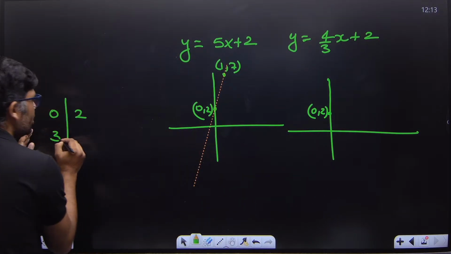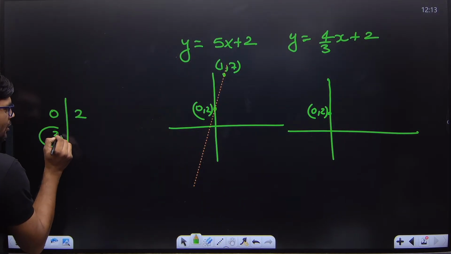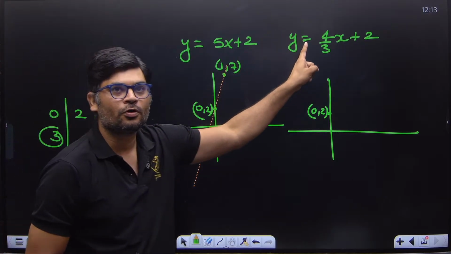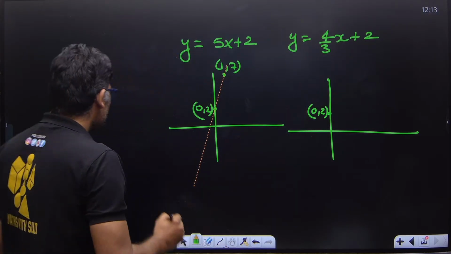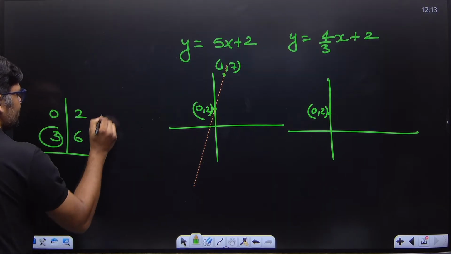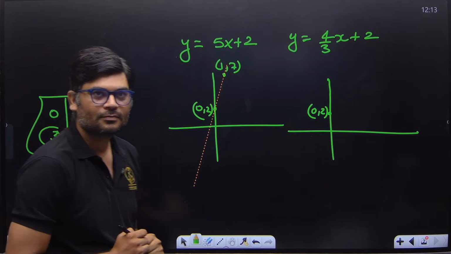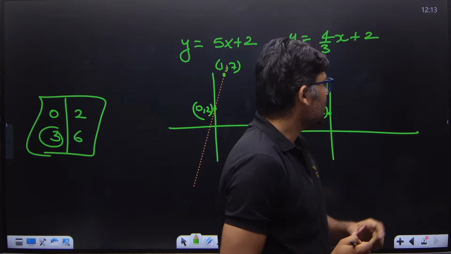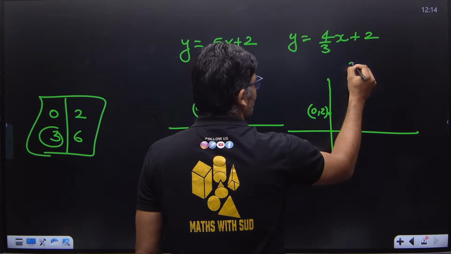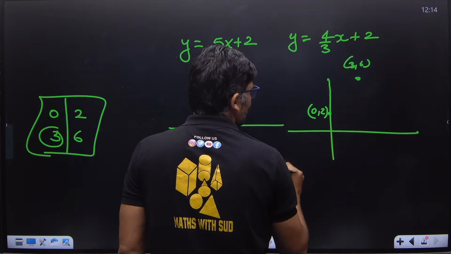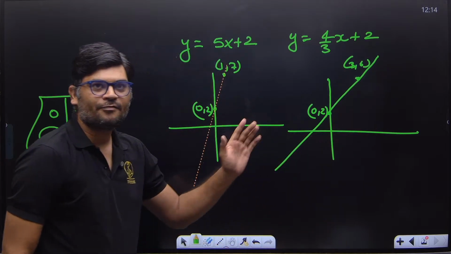So how many t-shirts are you going to buy? 3 t-shirts. And how much are you going to pay? 4. Initially you paid 2, so 2 plus 4 is how much? 6. So the point is going to be 3 comma 6. So another point is going to be here, let us say 3 comma 6. And then again you will join these 2 points and the graph is ready.